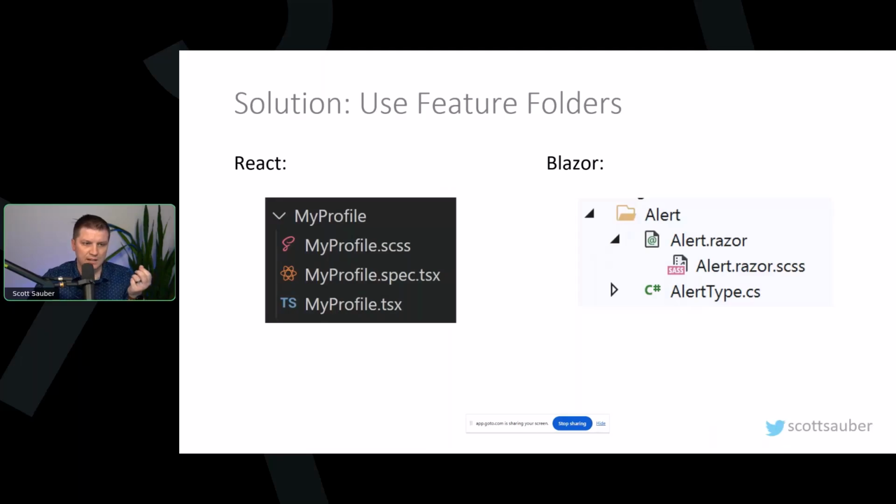But I even use this concept in other technologies. I've done a lot of React in my career, and so I might have a my profile folder in React with the CSS, the test file, and the component directly in the same folder. And I've done a lot of Blazor too, and I might have an alert component, for instance, and the relevant CSS file. And then maybe I've got an alert type enum related to the alert that I'm creating, like danger, success, warning, whatever it is. That's highly related to the component, so I'll just co-locate those things together.